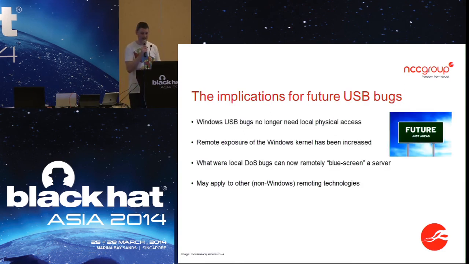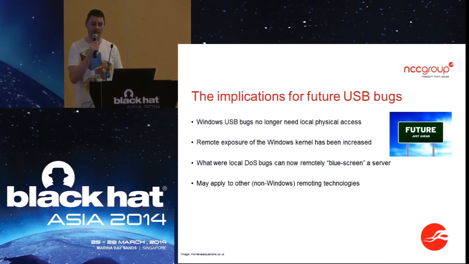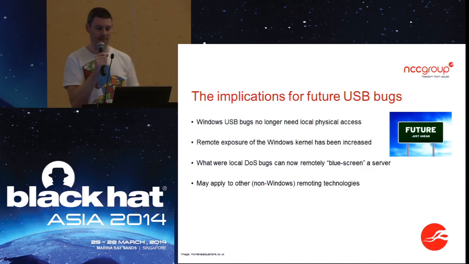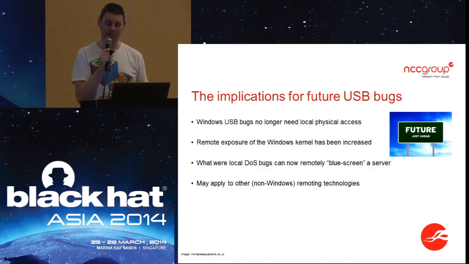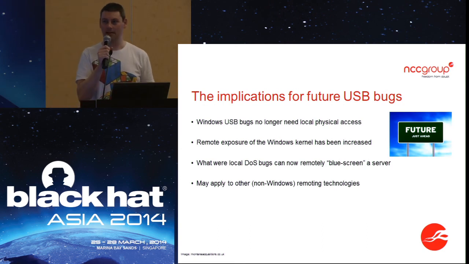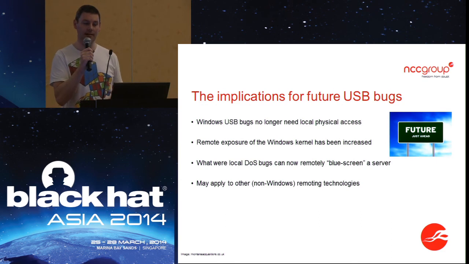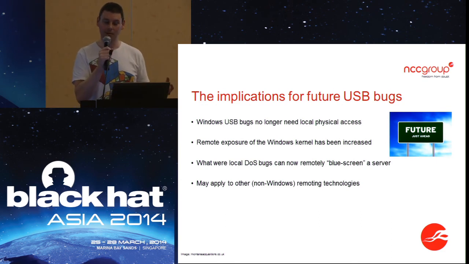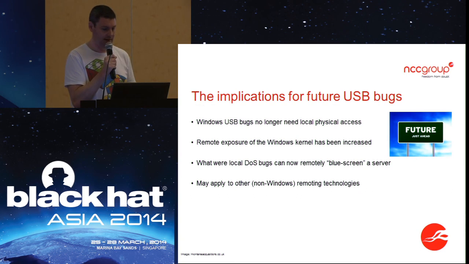So this has some pretty serious implications. It means that even if you've just got null pointer dereference bugs, if you can use those to remotely blue screen a server on the other side of the world, that changes the whole ballgame with USB attacks. What Microsoft have done with Windows RDP is they've exposed elements of the kernel over RDP, which allow you to do that, which is a pretty dangerous thing, really.